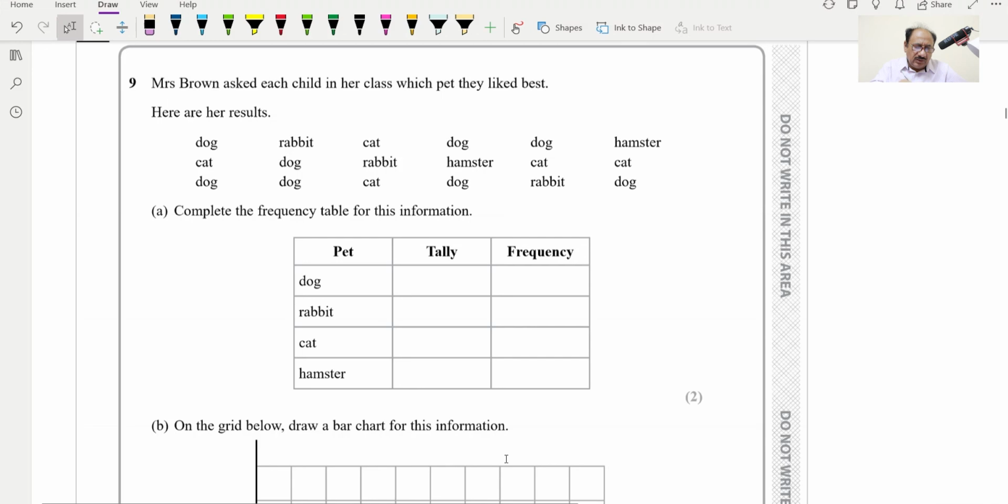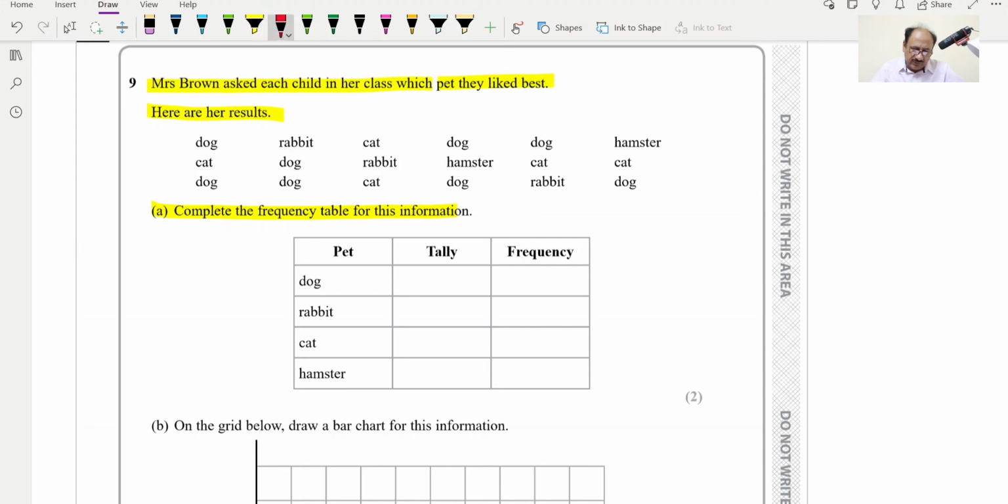Now question number 9. Question number 9 says Mrs. Brown asked each child in her class which pet they liked best. Here are her results. Part A says complete the frequency table for this information. So for the tally, we have to provide the tally for this.